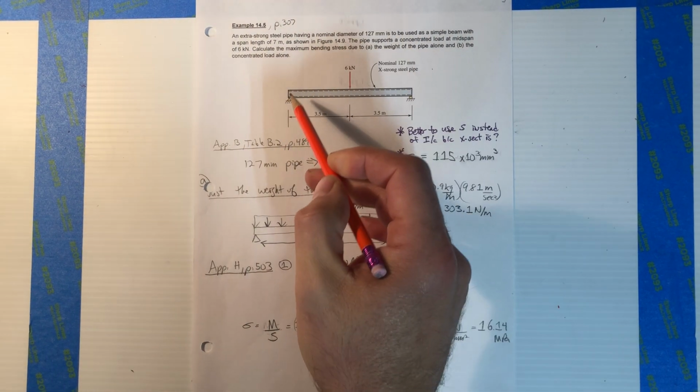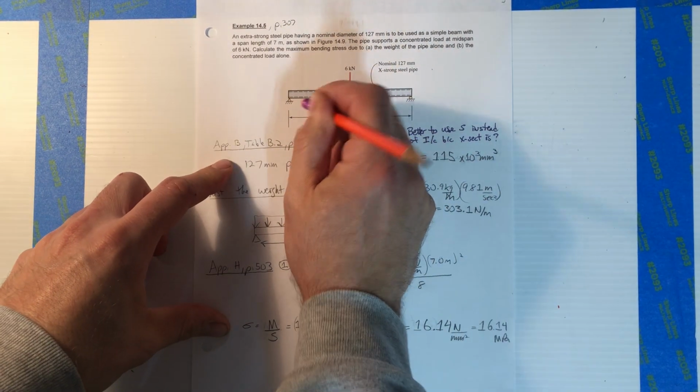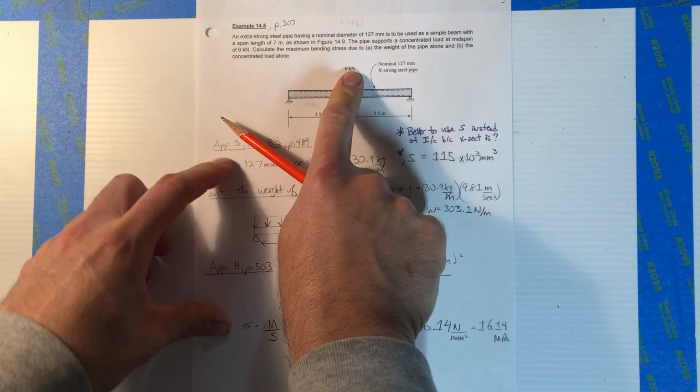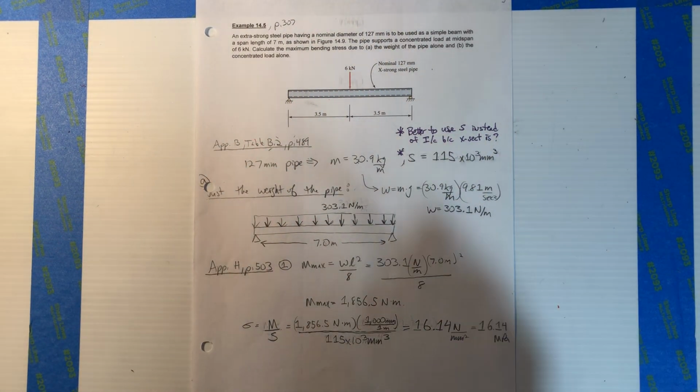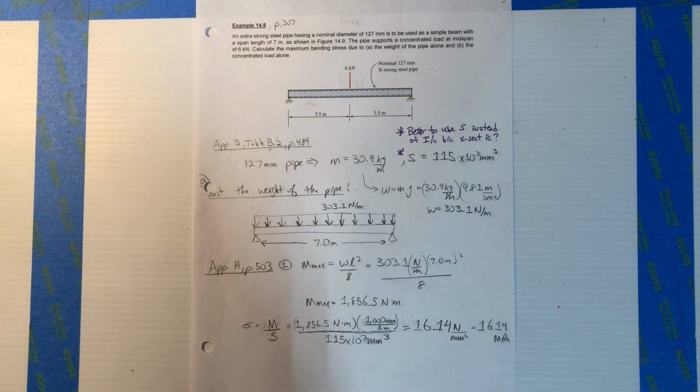So this is going to have a pretty good weight. This weight is going to make this thing sag a little bit. So we want to know what the stress is just because of the weight of it. And then we want to know the stress of it just because of the concentrated load. So the dimensions of the pipe and some information can be found in Appendix B, page 489.